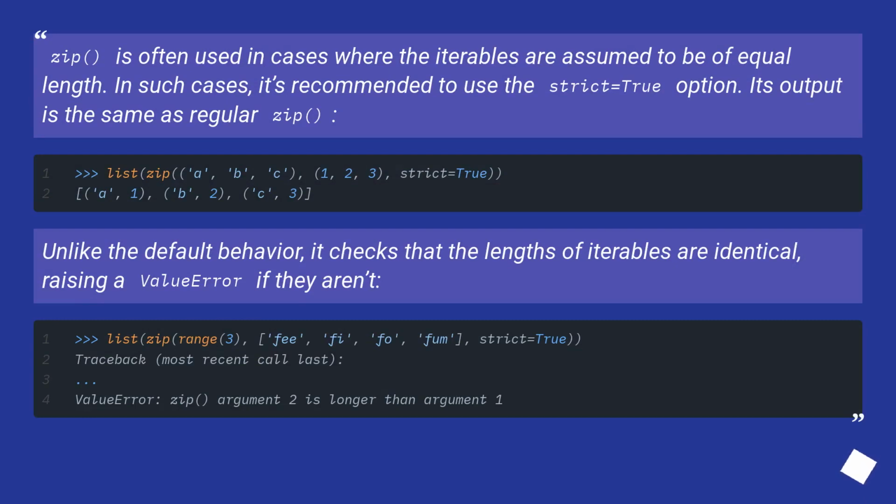zip is often used in cases where the iterables are assumed to be of equal length. In such cases, it's recommended to use the strict=True option. Its output is the same as regular zip. Unlike the default behavior, it checks that the lengths of iterables are identical, raising a ValueError if they aren't.